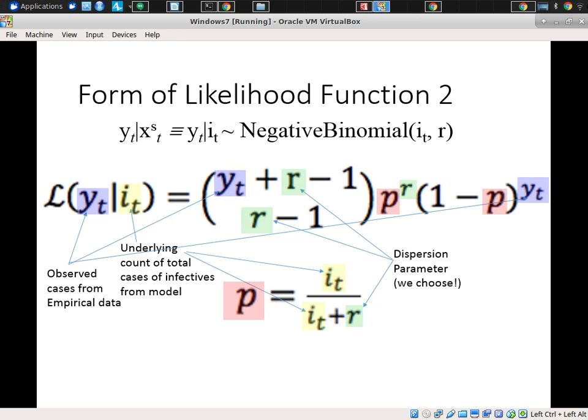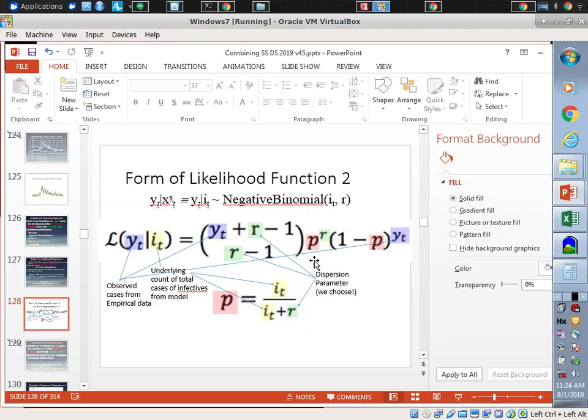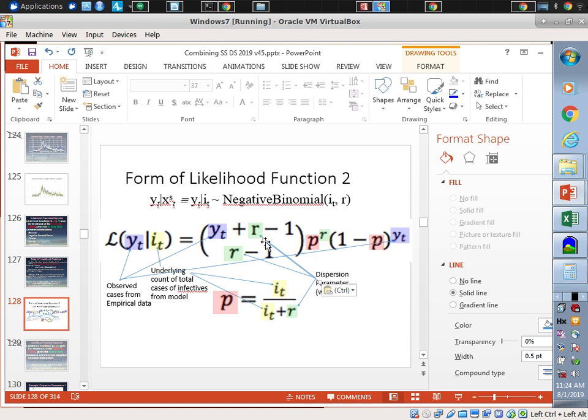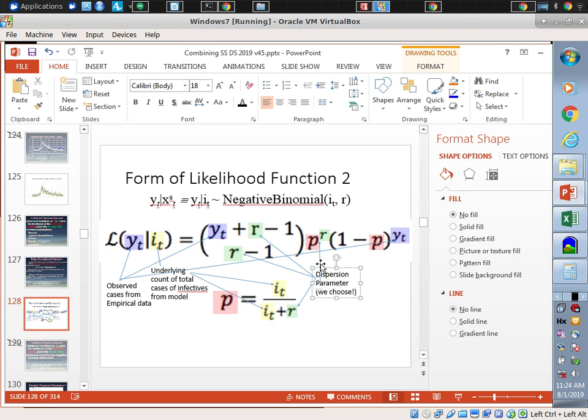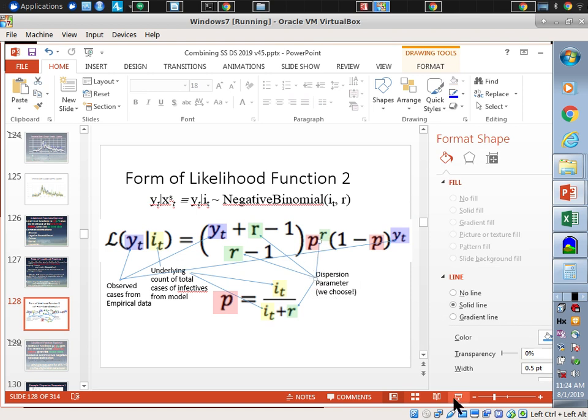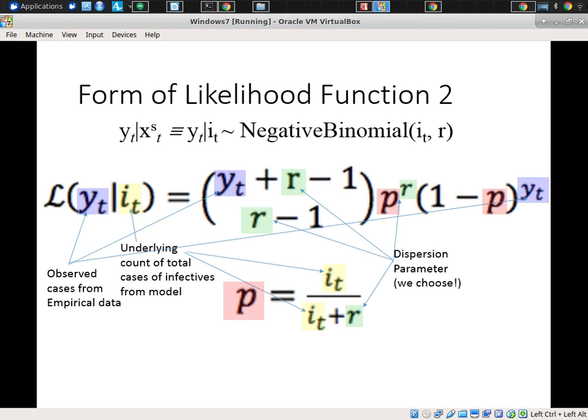It turns out that a negative binomial characterization we can write in the following fashion. This is a choose expression, a combinatorial expression that comes from combinatorics. P here is a probability based on the ratio of I sub t over I sub t plus r. This is just how it is defined, so it's not something we had to make a choice about. It's defined by the negative binomial distribution. And then we have this r, which is the dispersion parameter. It appears in these two places, actually four places, so it appears in four different places within this formula. But this is a standard formula that's computed for us. We don't have to compute it. We just called the appropriate statistical function for the probability distribution involved.